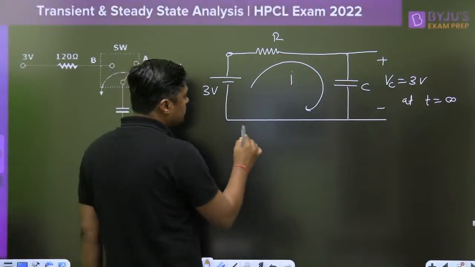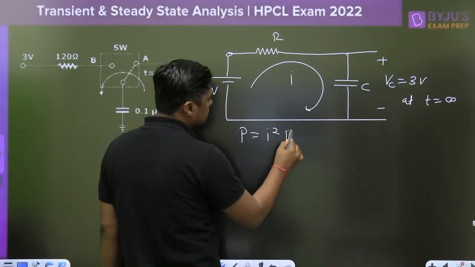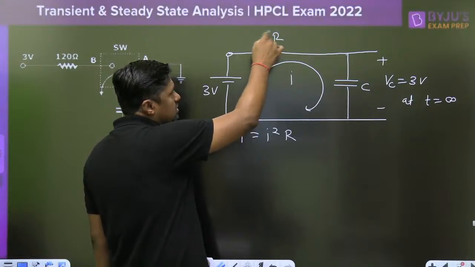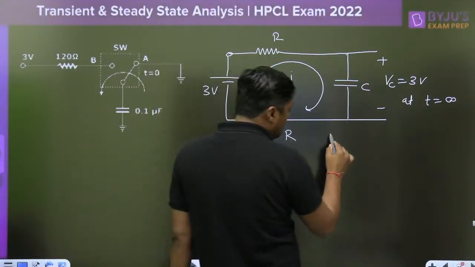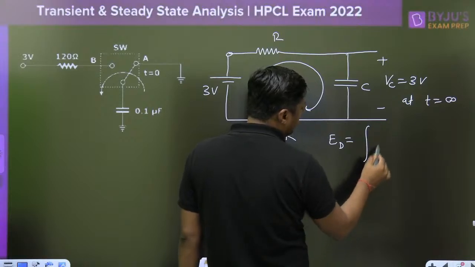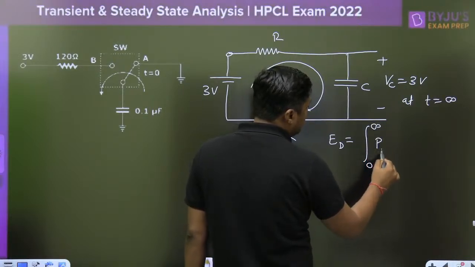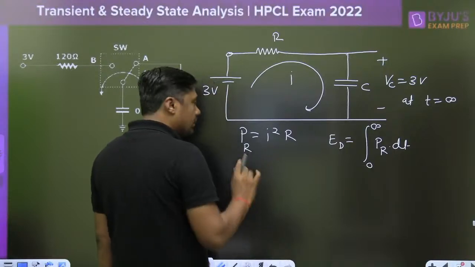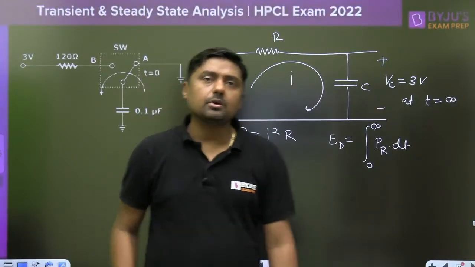What is the power dissipation? I square R. And that's why there will be the energy dissipation across the resistor. And always remember, energy dissipation across the resistor is given by 0 to infinite PR dt. We have to integrate it. But no need to calculate all this. Remember the formula.